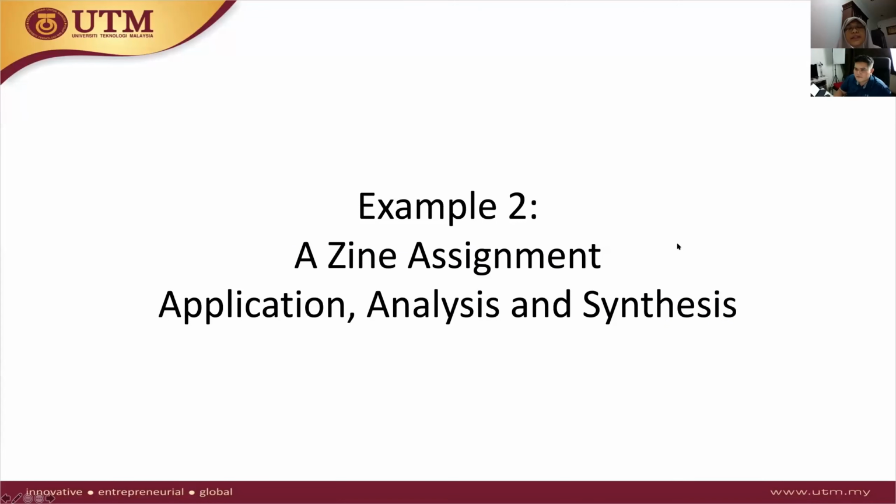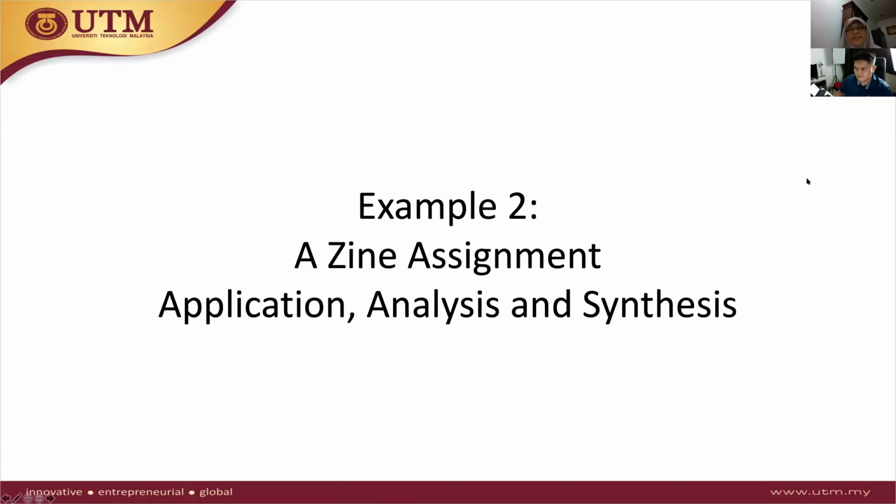Okay, now this is another example, a zine assignment. So in case you're wondering what is a zine assignment, it comes from the word magazine. It means that a zine is a collection of articles or artifacts, or anything that you want a collection of. You know how a magazine is like? You have a collection of a whole lot of different articles in a magazine. You can actually arrive at very high outcomes, ranging from application and analysis to synthesis.